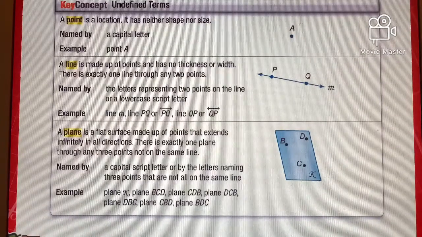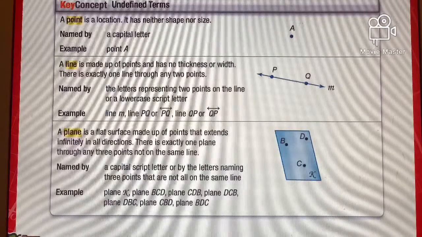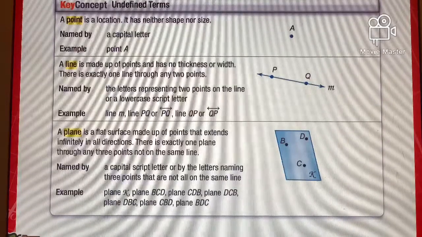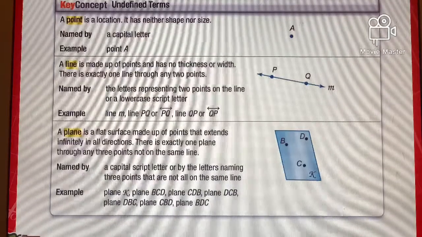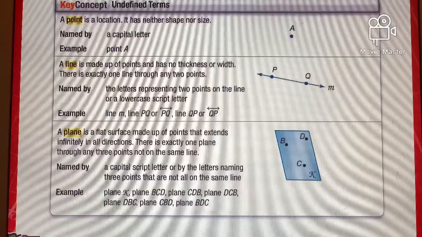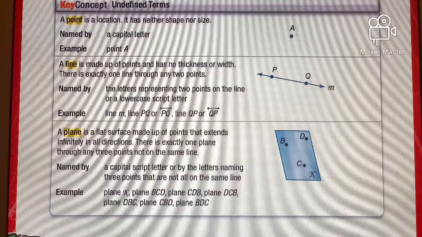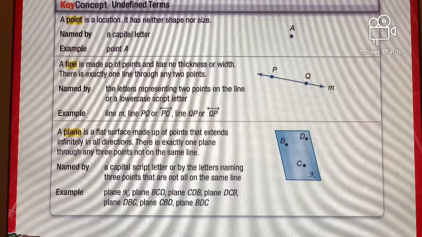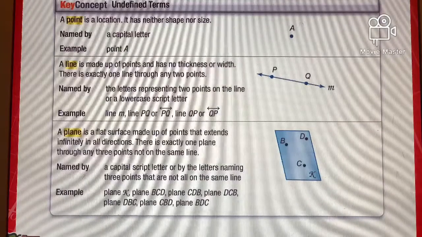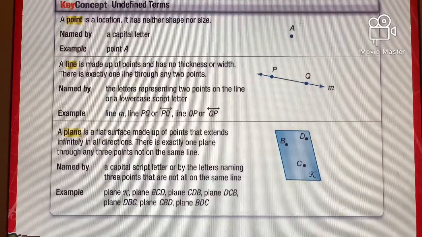So as I mentioned earlier, we have points, we have lines, and we have planes. When we name these points, lines, and planes, we need to use a specific method. For a point, you're going to name it using a capital letter. If it's a line, you can use 2 points on the line, or you could use a lowercase script letter. If it's a plane, you're going to use a capital script letter, or you can take 3 points within the plane. You'll notice the examples on the slide.